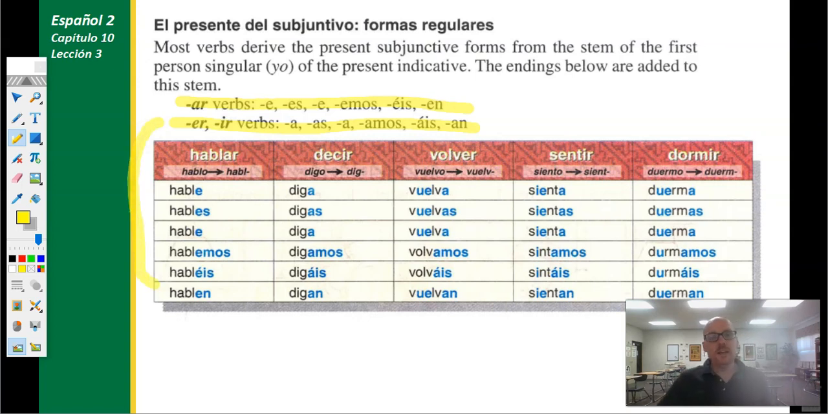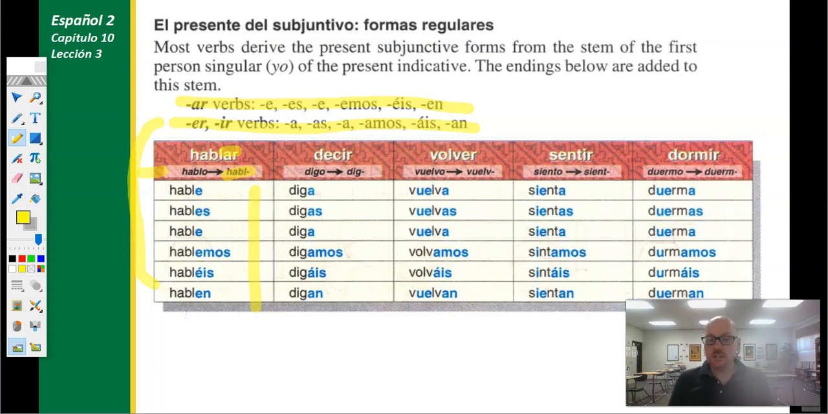Hablar, to speak. Now remember, we go right to the yo form of the present indicative, which would be hablo. Then we drop the o ending. We're left with the stem habl. Since it's an AR verb, we are going to use e, es, e, emos, en. See right down the list there. Hable, hables, hable, hablemos, hablen.